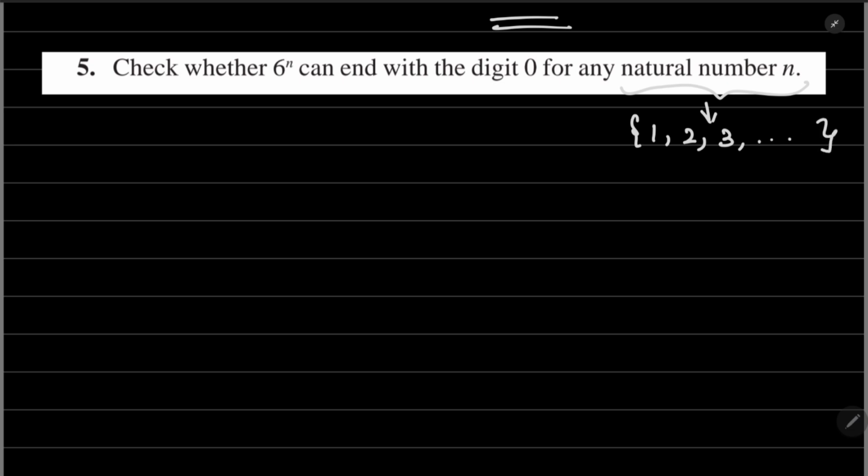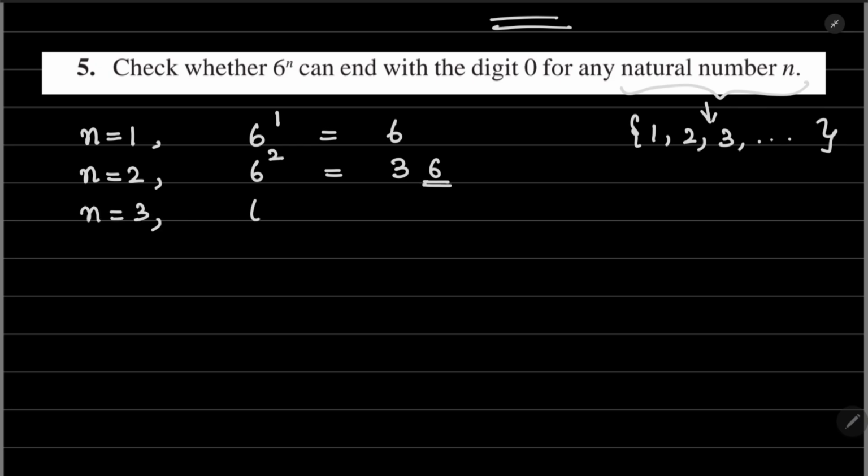Okay, so for n equal to 1, right? 6 raised to the power 1 is 6. Right? For n equal to 2, 6 raised to the power 2 is 6 square. 6 into 6 is 36. So it ends with 6. For n equal to 3, 6 cube. 6 cube is 216. It again ends with 6. For n equal to 4, right?